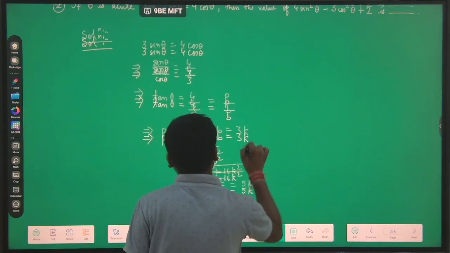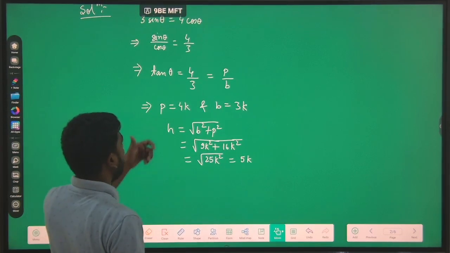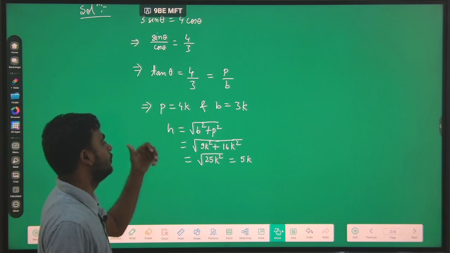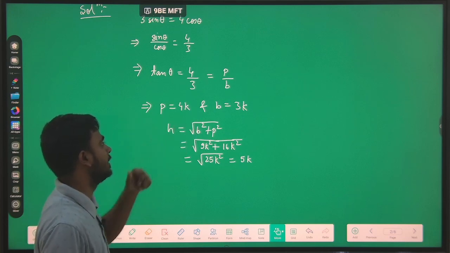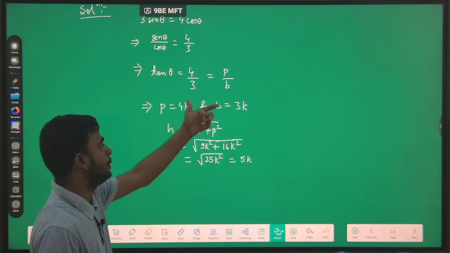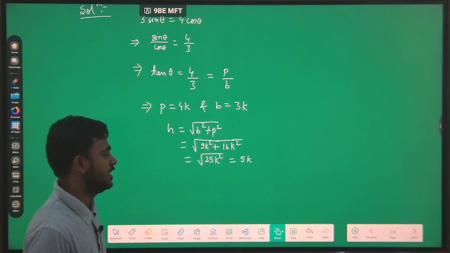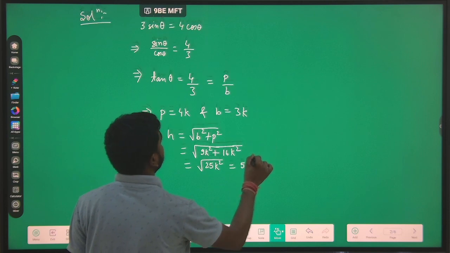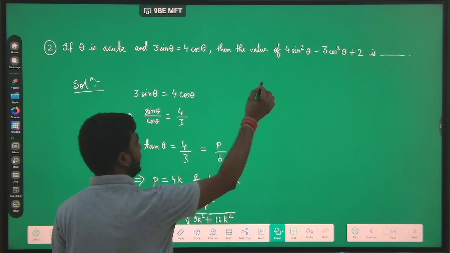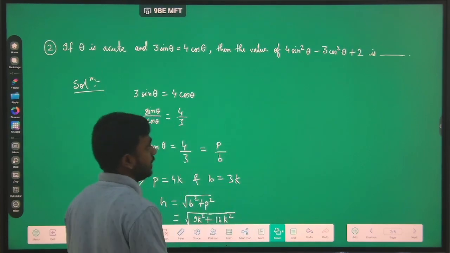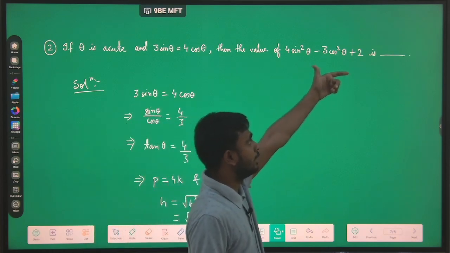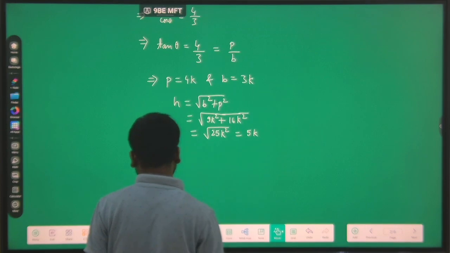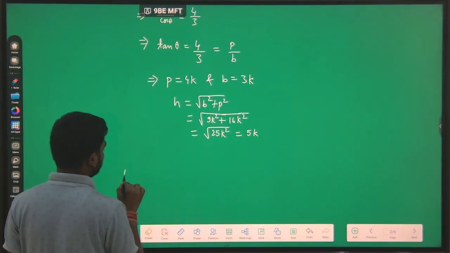Okay. Now we have got the value of tan theta. Along with this, we have got the values of P, B and H. P is 4K, B is 3K and H is 5K. What are we asked to find? We are asked to find the value of 4 sin square theta minus 3 cos square theta plus 2.